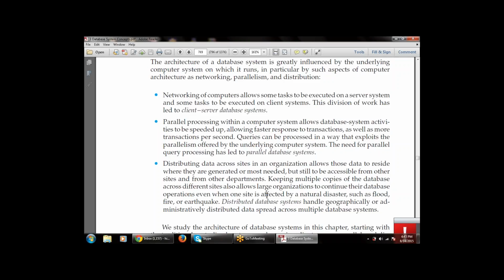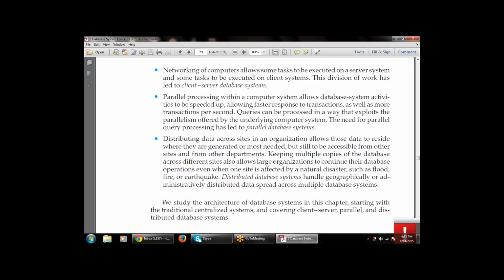A distributed database system handles geographically or administratively distributed data spread across multiple database systems. So whenever we use a distributed database, that means the data is geographically spread over multiple database systems.